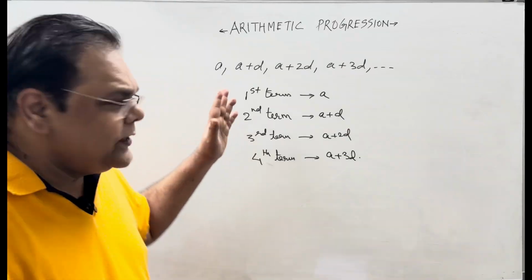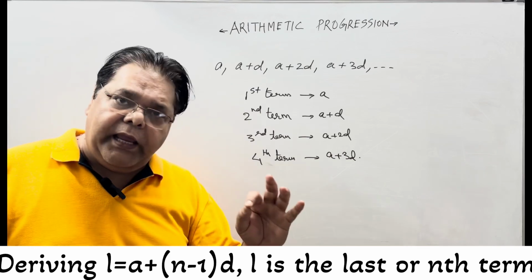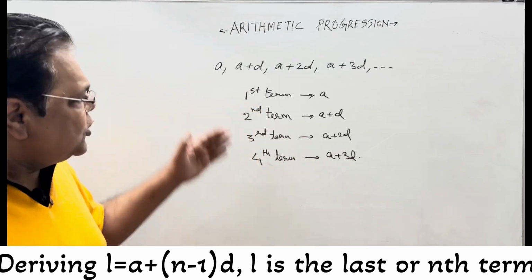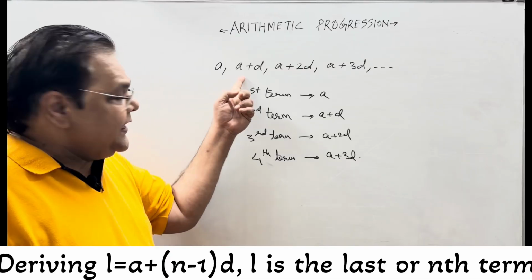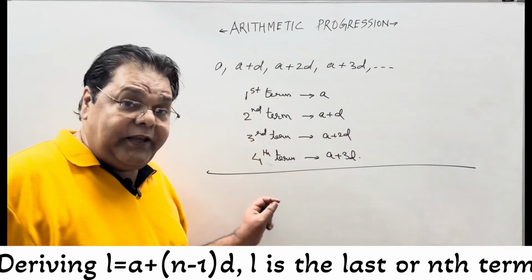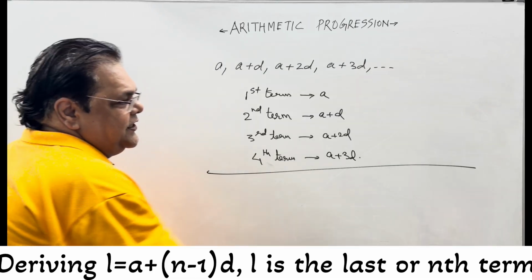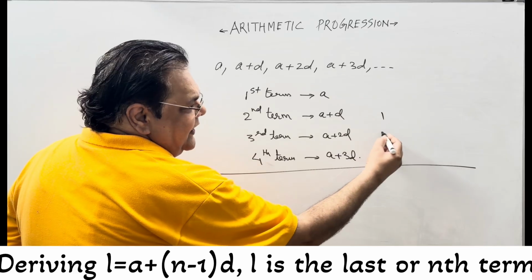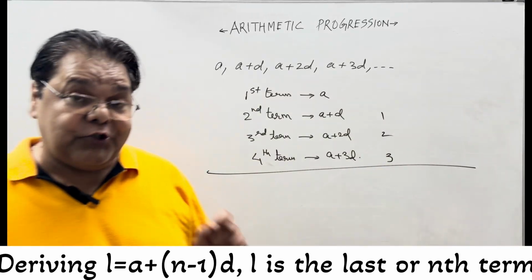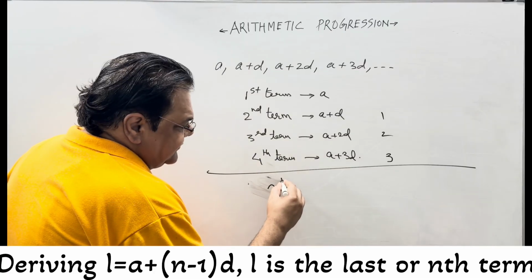Let us take one sequence, a, a plus d, a plus 2d, and so on. Here the first term is a. The constant difference is d. The common difference is d. So the first term is a, the second term is a plus d, the third term is a plus 2d, and so on. So here, what number is attached with d? With d, it is 1, it is 2 here, it is 3 here, and so on. So my question is, what will be attached with the nth term?